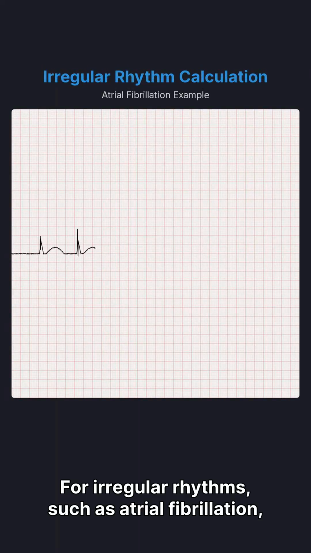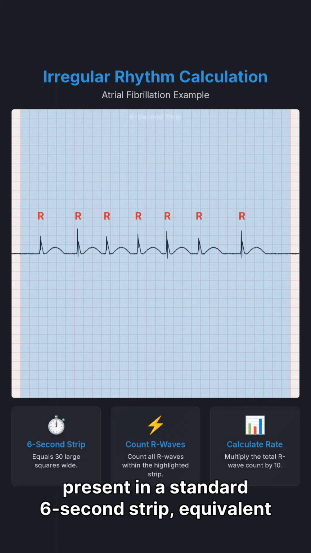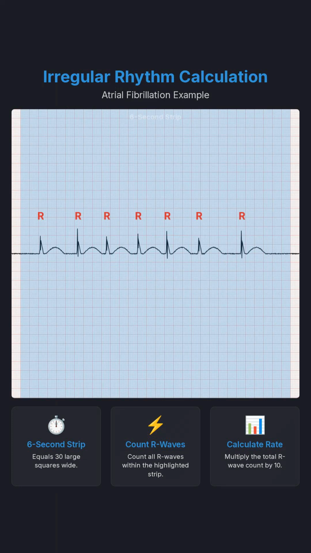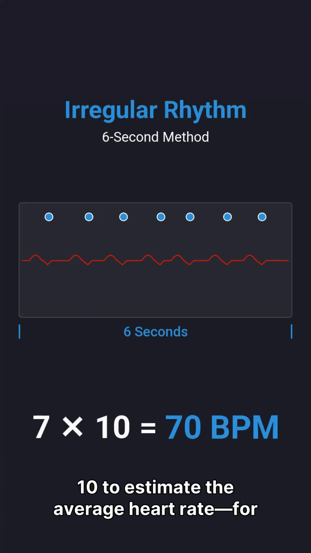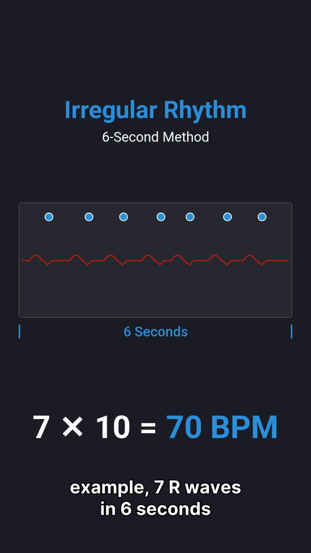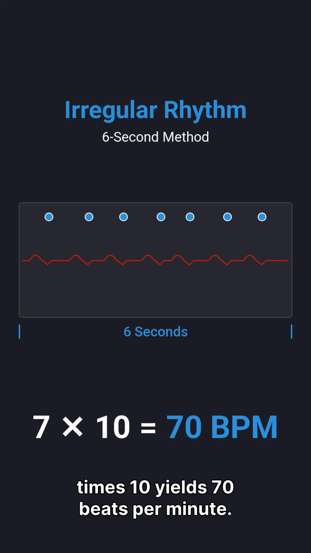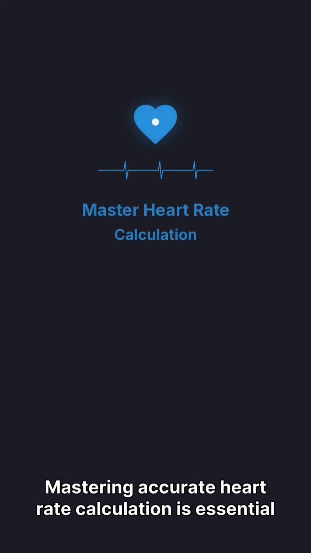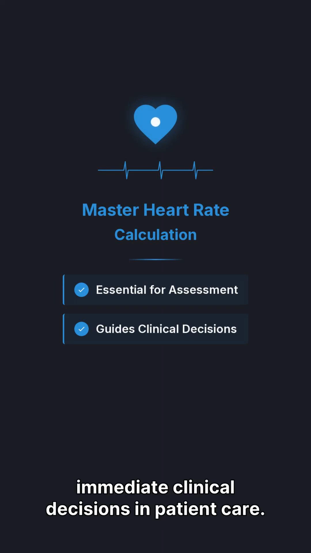For irregular rhythms, such as atrial fibrillation, count the total number of R waves present in a standard 6-second strip, equivalent to 30 large squares wide. Then, multiply this R wave count by 10 to estimate the average heart rate. For example, 7 R waves in 6 seconds times 10 yields 70 beats per minute. Mastering accurate heart rate calculation is essential for properly assessing cardiac function and guiding immediate clinical decisions in patient care.